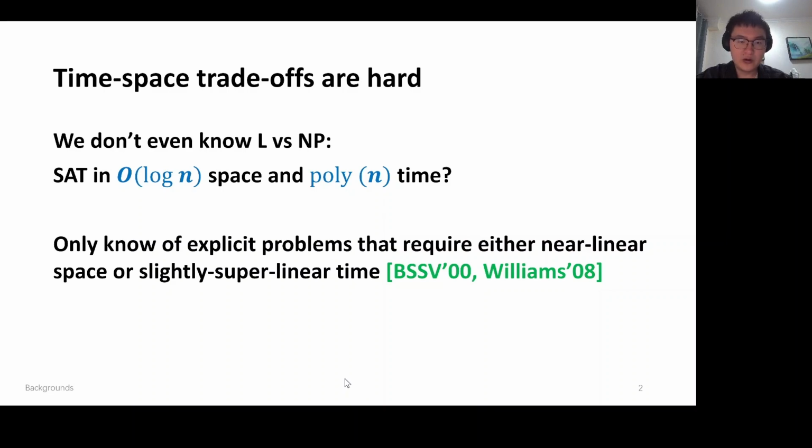So far, we only know of explicit problems that require either near-linear space or slightly superlinear time. This is proven in the non-uniform RAM model by Beame, Saks, Sun, and Vee, and in the Turing machine model by Ryan Williams with a slightly better time bound.